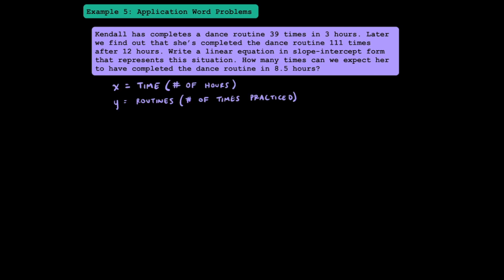First, we begin by defining our variables. X is going to represent time, or number of hours, and Y is going to represent the number of routines she did, or the number of times she practiced. We can then write these two ordered pairs of 3, 39 and 12, 111. The 3 and 12 represent the number of hours, while the 39 and 111 represent the number of times she's practiced. We can then label these points as x1, y1, and x2, y2. We can then use this information to find the slope.